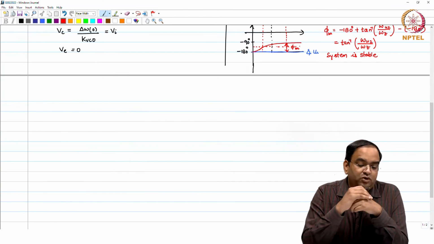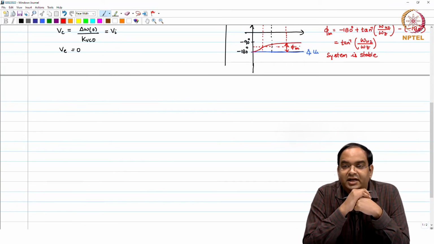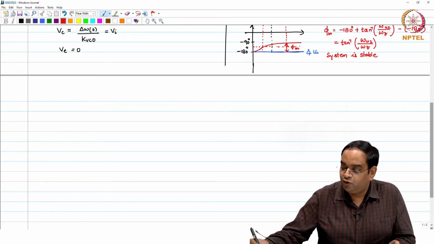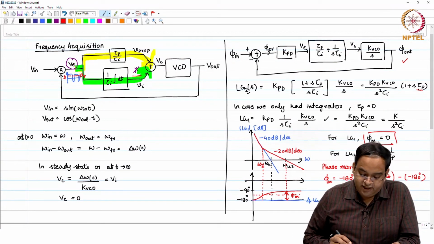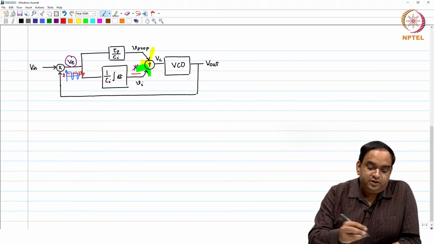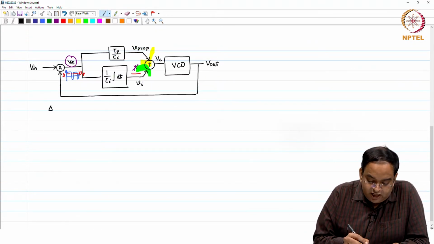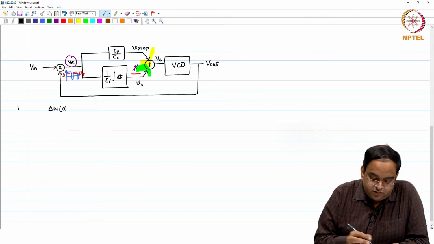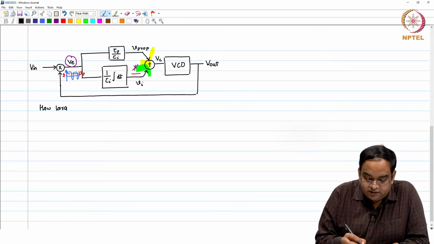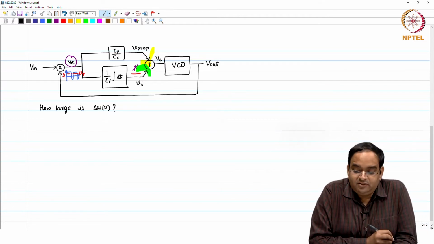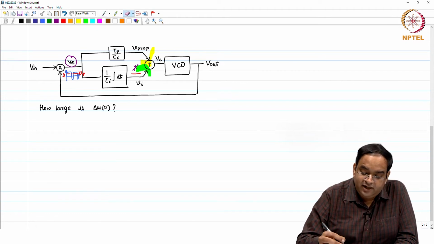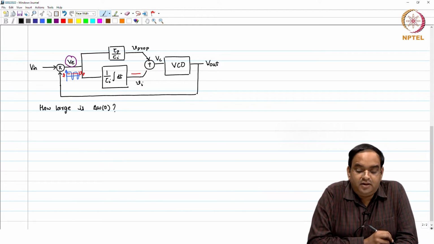Now, once we know that the system is stable and the PLL can acquire any frequency, the question arises: how much frequency error can there be, how large can delta omega 0 be in the first place? The answer to that question, you can do a rigorous mathematical analysis, but before doing the mathematical analysis we will just try to see what is limiting here.